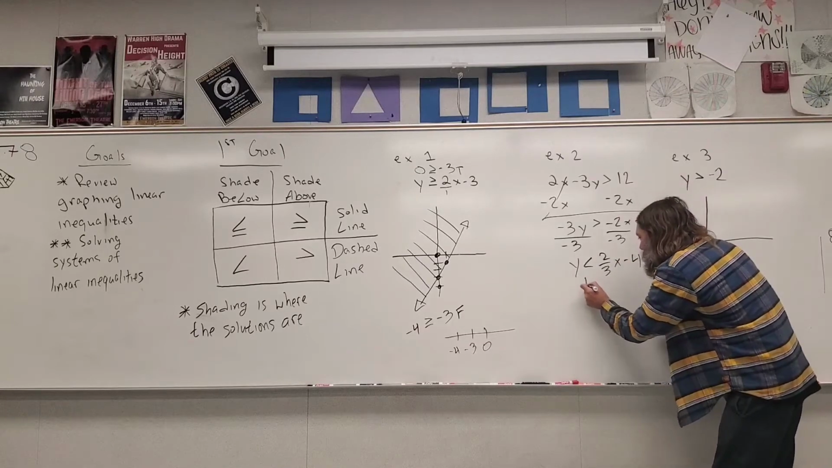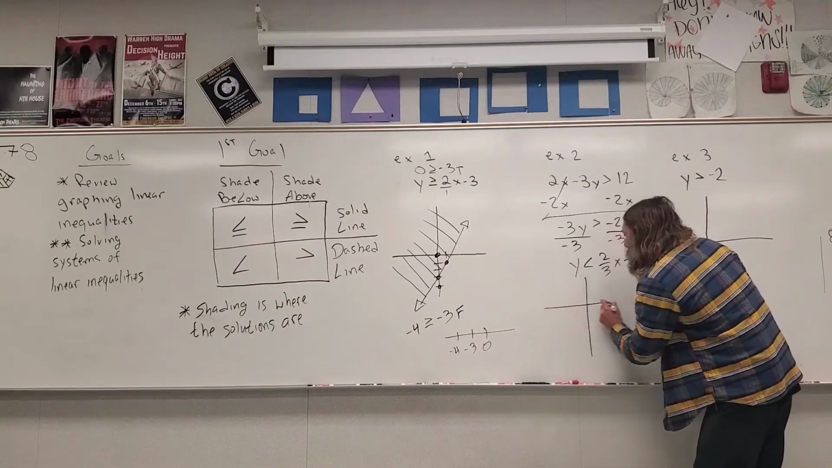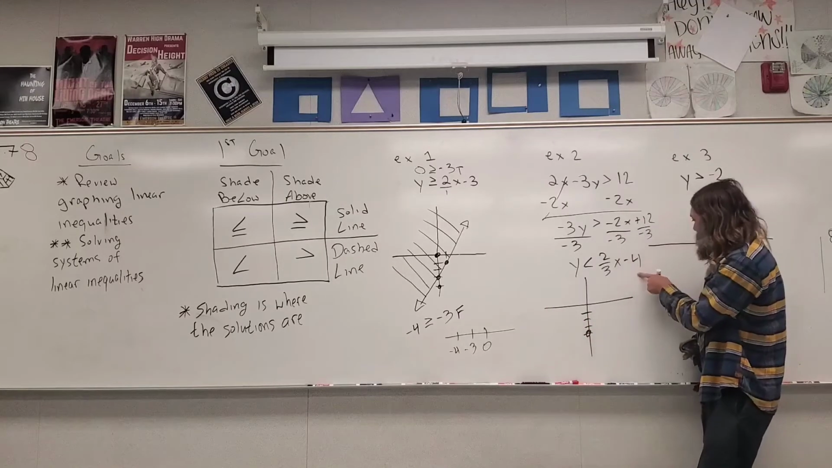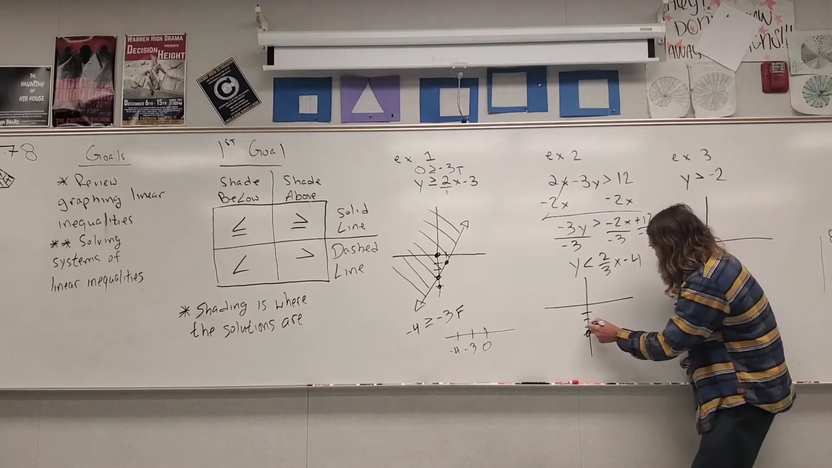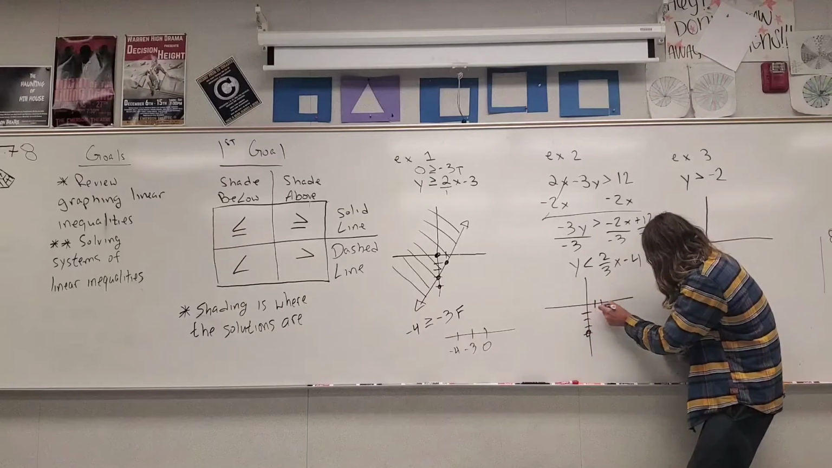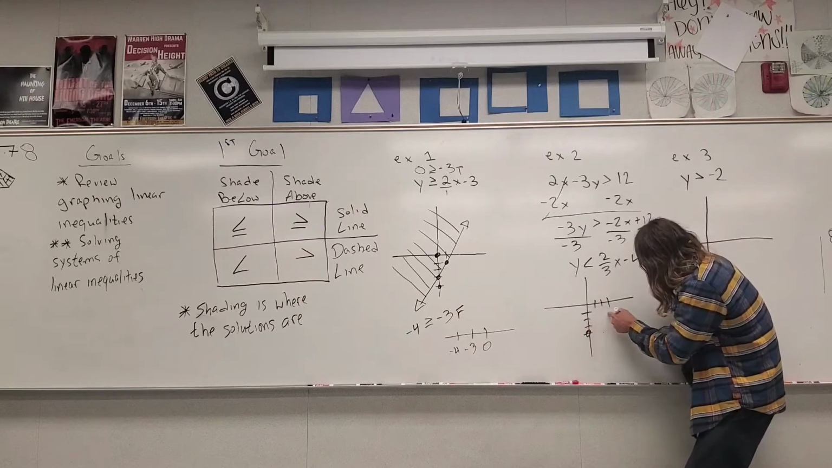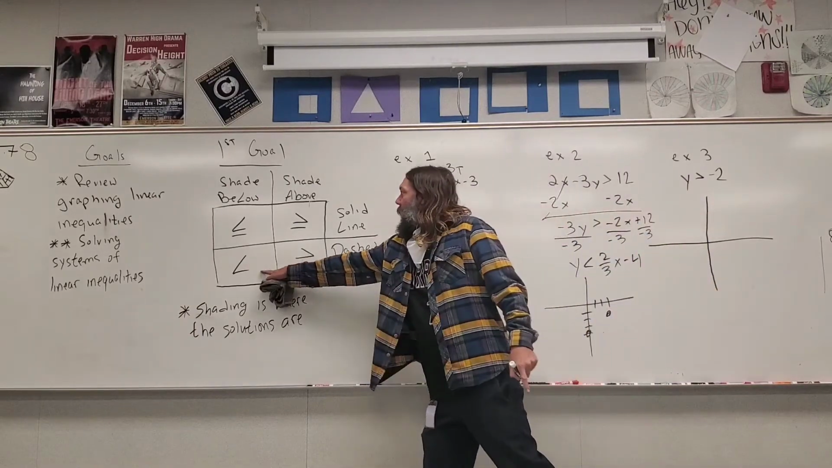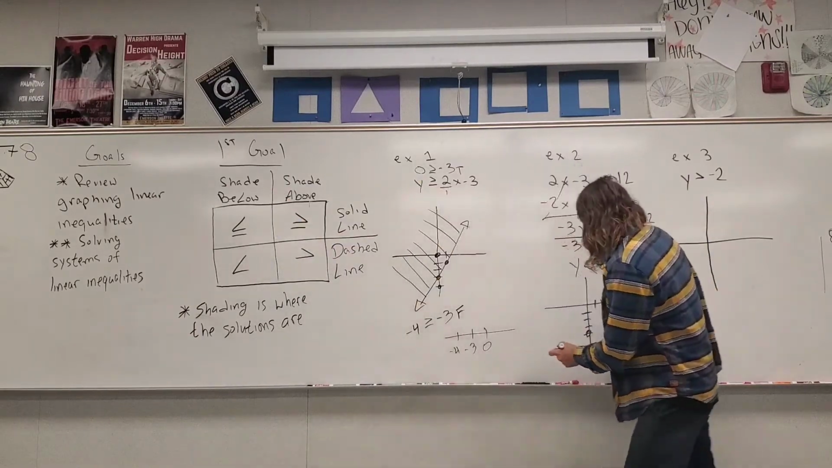So now let's graph this thing real quick. So I go down to -4. I go down 4 because my y-intercept is -4. I go up 2, 1, 2, and I go to the right 3. So 1, 2, 1, 2, 3. My line is dashed, and I'm going to shade below.